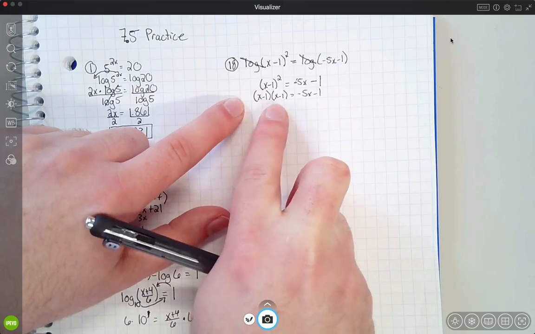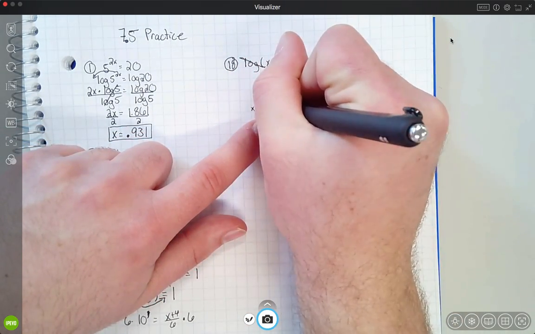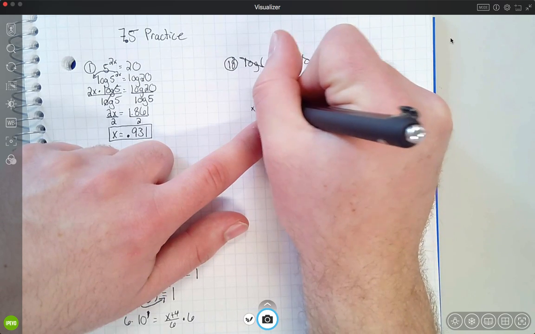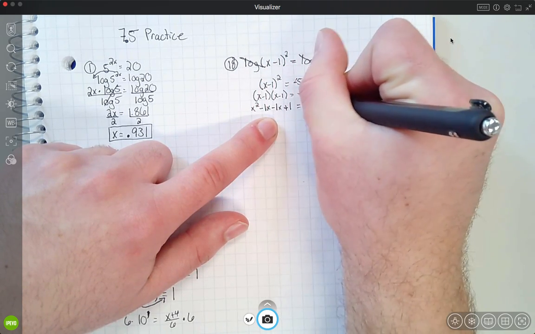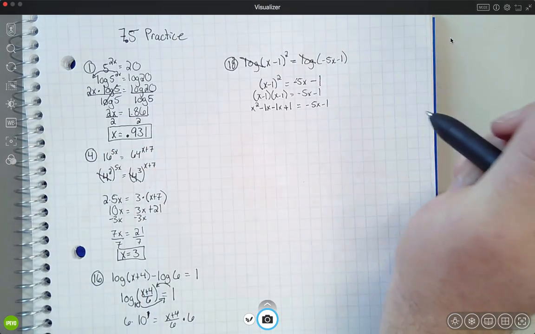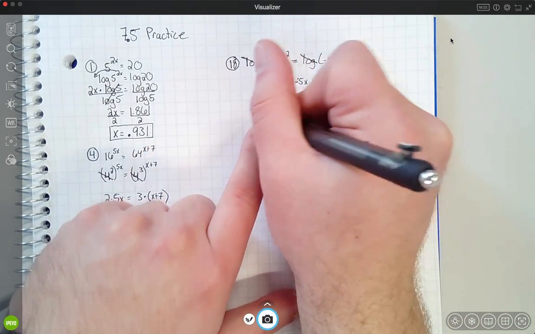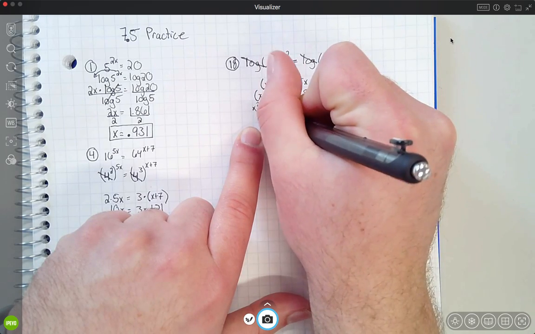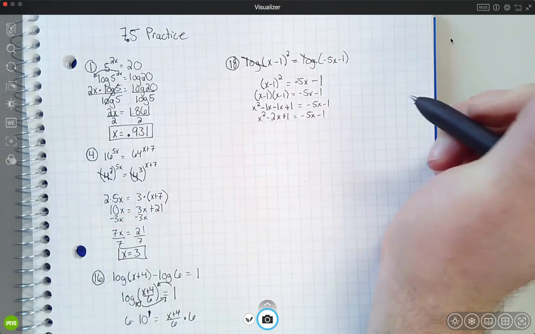So I'm multiplying the x by an x, gives me an x squared. Negative 1 times an x is negative 1x. Negative 1 times x is negative 1x. And negative 1 times negative 1 is a positive 1. That's going to equal our negative 5x minus 1. The last thing I need to do is combine my like terms on the left-hand side here. So this is going to be x squared minus 2x plus 1 is equal to negative 5x minus 1.